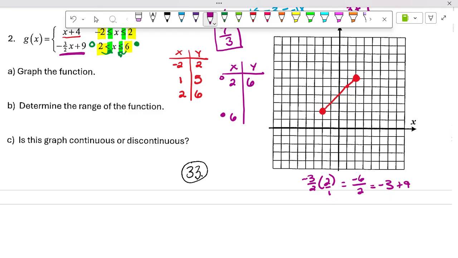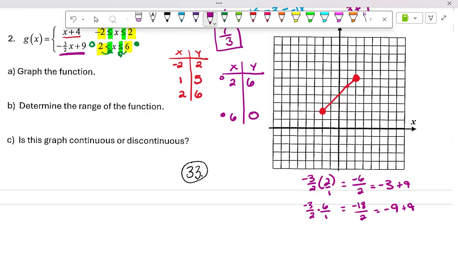I'm going to do the same thing for 6. Plug it in for x. So I have -3 over 2 times 6 over 1. What's -3 times 6? -18. 2 times 1 is 2. What's -18 divided by 2? -9. Add 9 to it. What's -9 plus 9? 0.